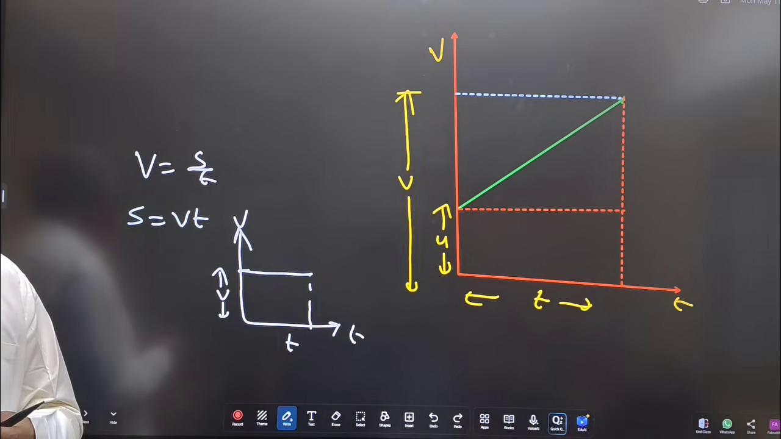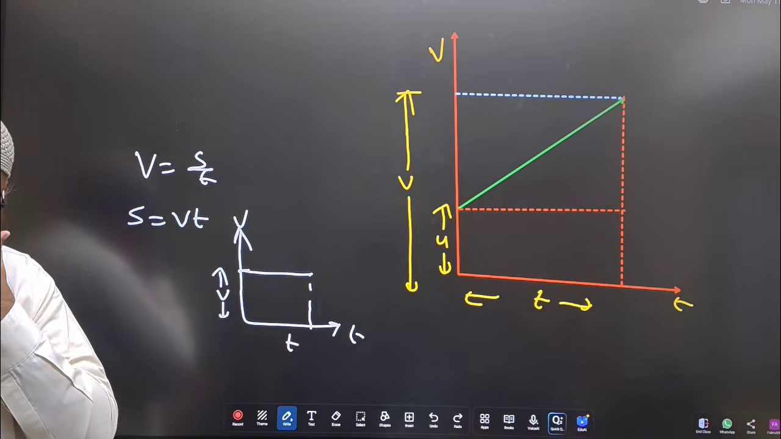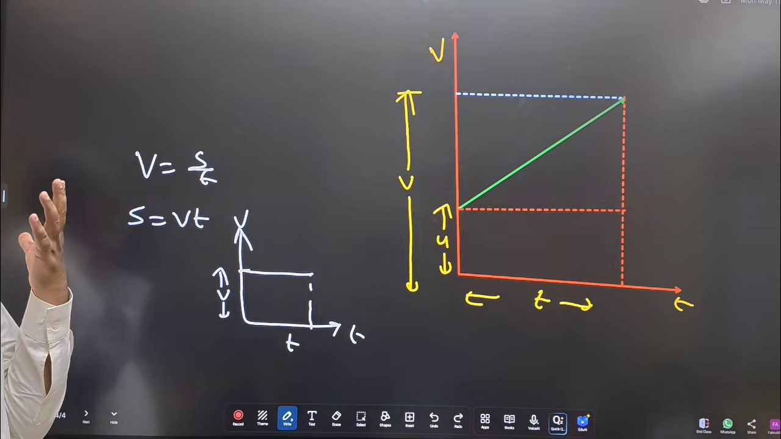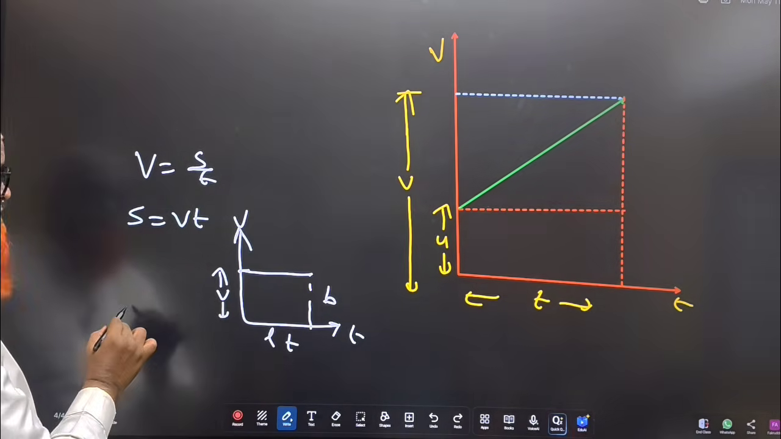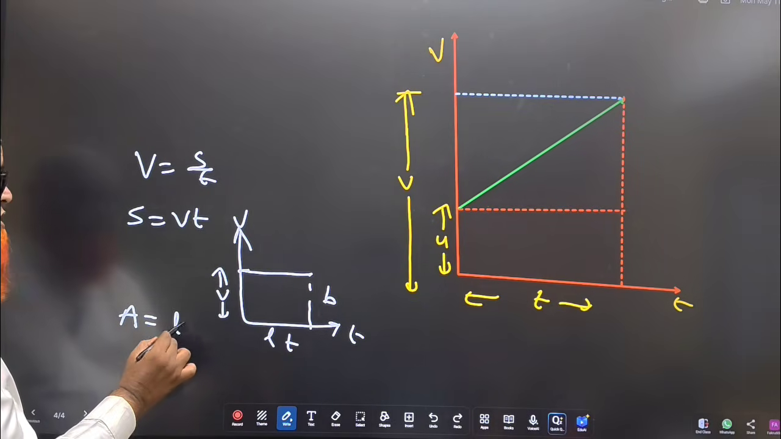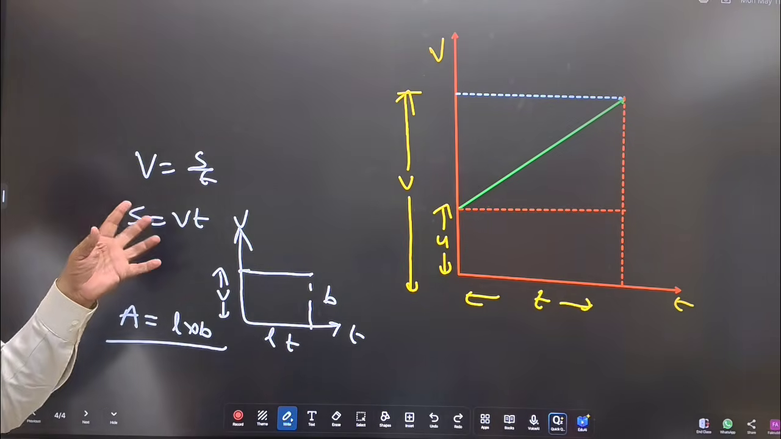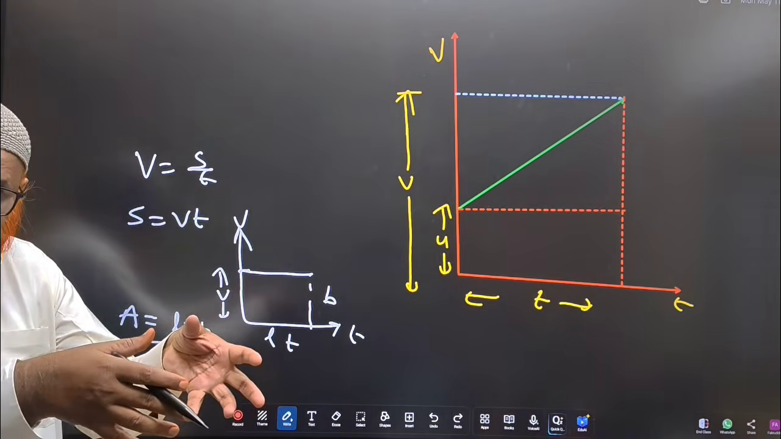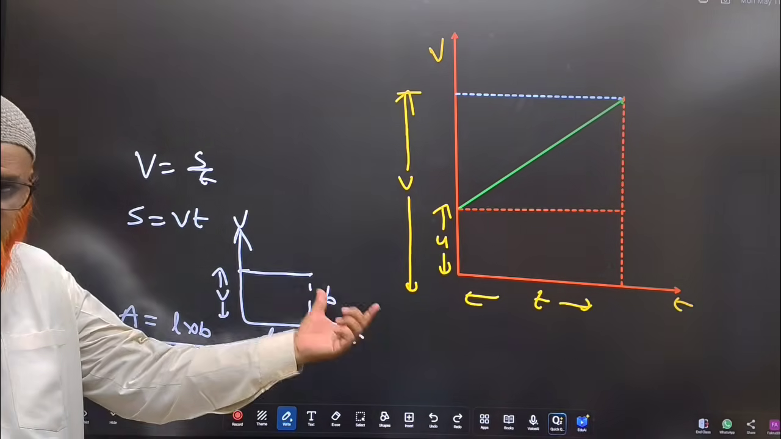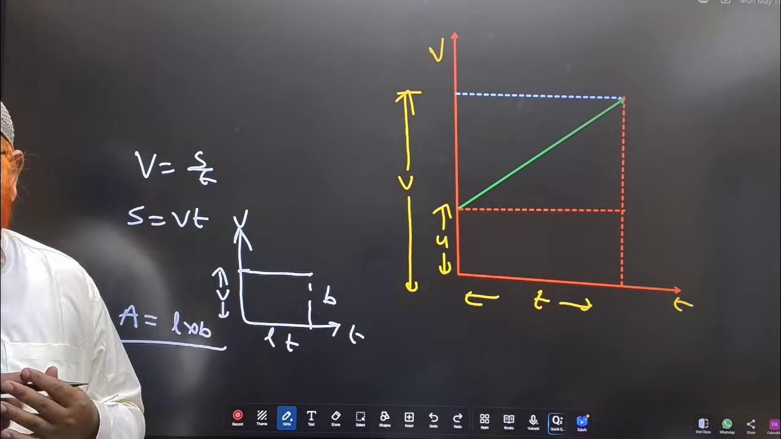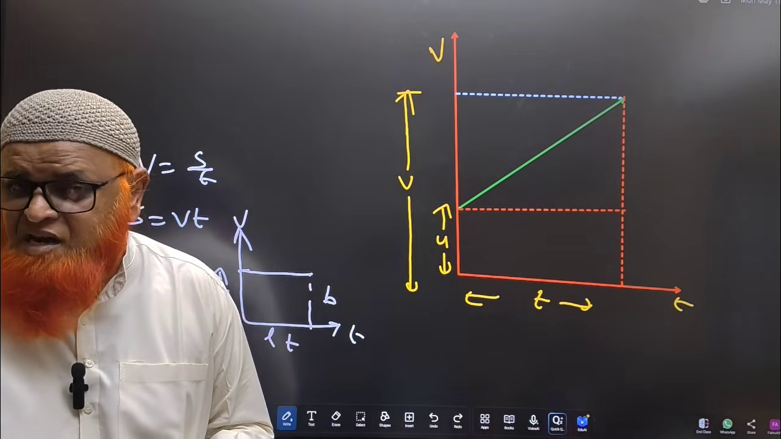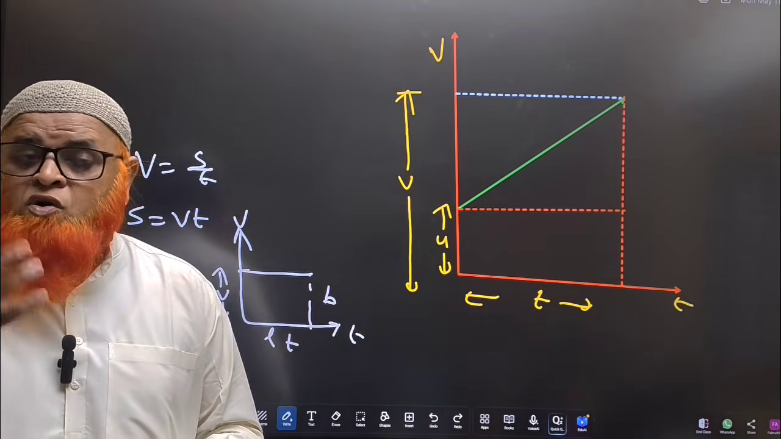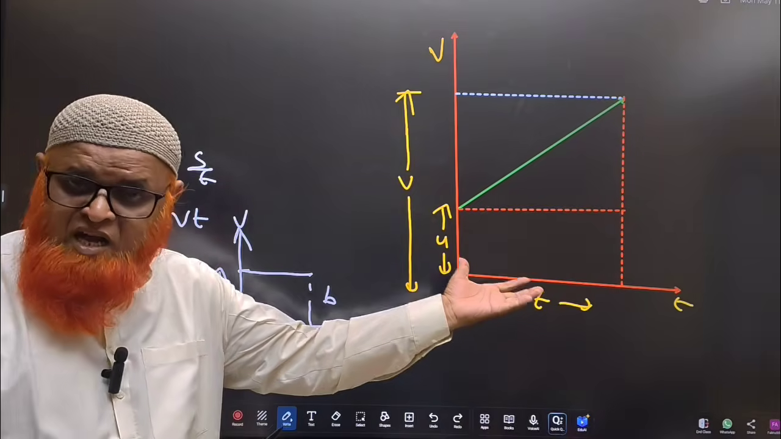From this graph you want to find out the displacement, then what will you do? You all know displacement is nothing but velocity into time. So velocity is going to be the breadth and time is going to be the length. If you want to find out the area, you'll write length into breadth, isn't it? Displacement is also the product of velocity into time, and area is also length into breadth. From this you understand one thing: in a velocity time graph, if you want to find out acceleration, you have to find out the slope. If you want to find out the displacement, you have to find out the area of the graph, isn't it?